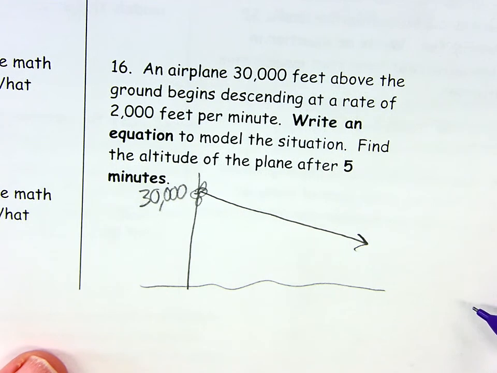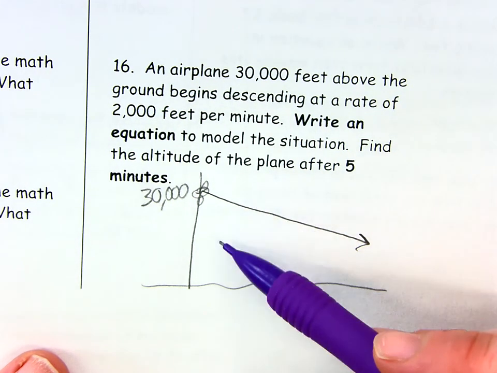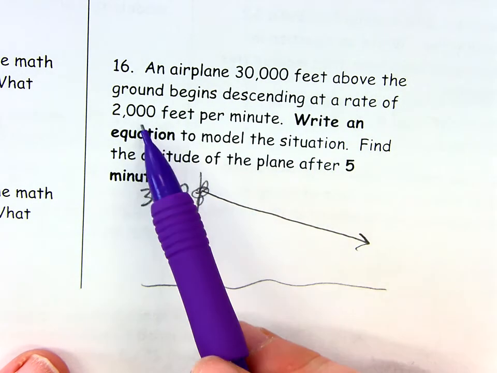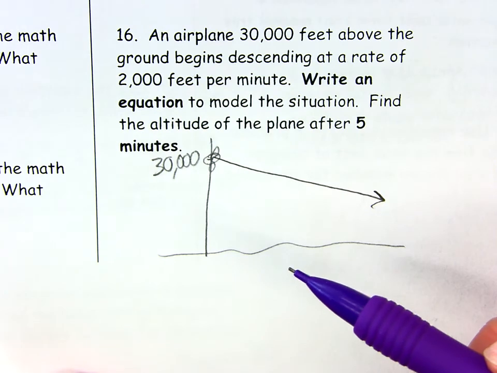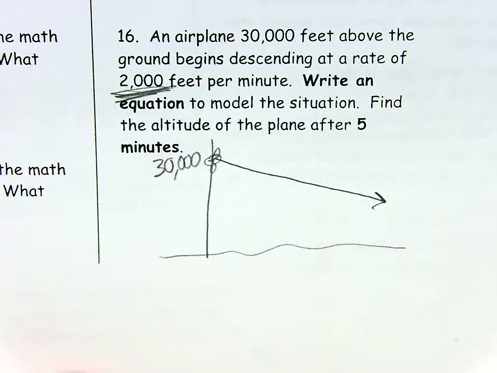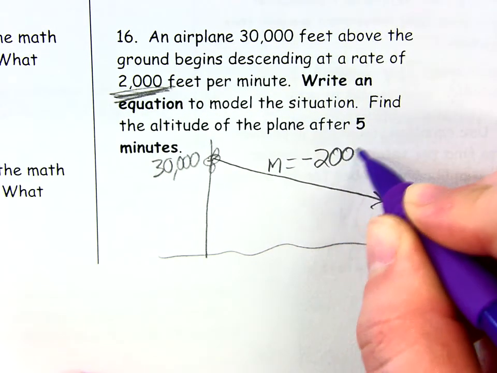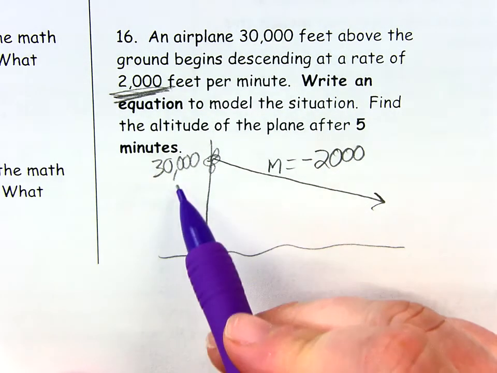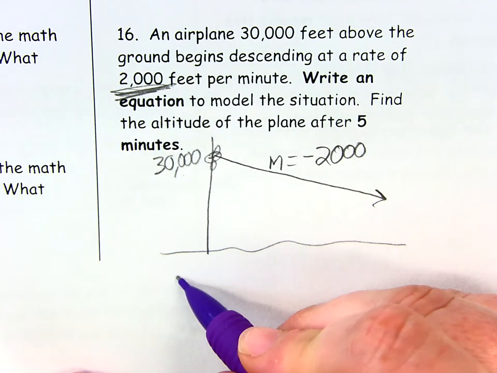So what's the slope of this line? Is it positive or negative? That's where my negative comes in, right? Because I'm going down exactly 2,000 feet per minute. So, but my y-intercept is 30,000. So I have all the pieces that I need. It's telling me what the slope is. It's descending, so my slope is I'm going down 2,000 feet per minute, and I know I'm starting at 30,000 feet. So if I put all those pieces together, what does my equation look like?